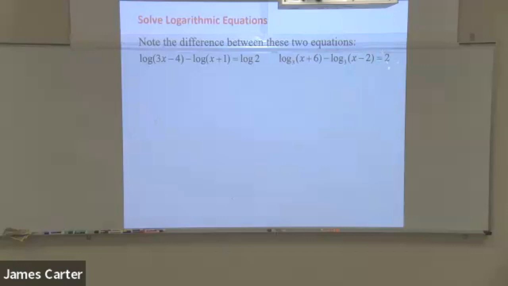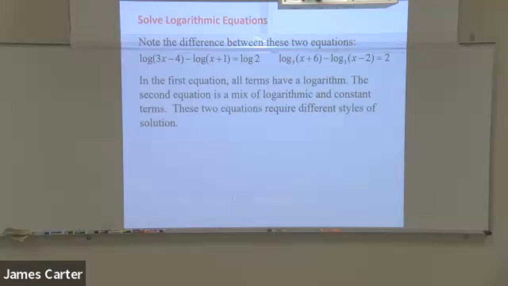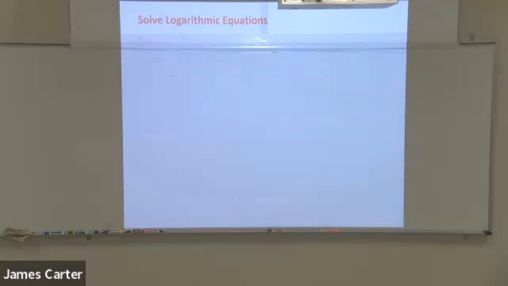Where you got this number on the right, your strategy is going to be contract to a single logarithm, convert to exponential, and solve the exponential. This one, you're going to contract again, so you got a single log on both sides, and then you're going to remove that log on both sides. So that's your two different strategies on these two different style problems. Okay. Well, here it's going to tell you a little bit about that.